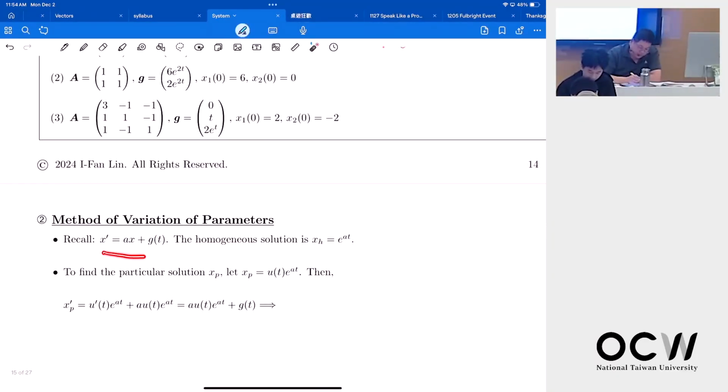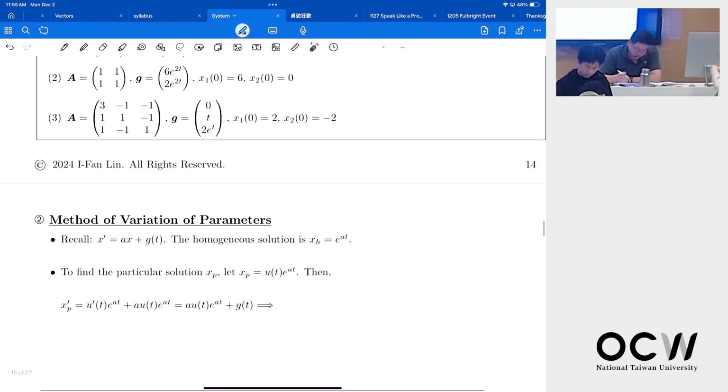Remember that for this non-homogeneous equation, the homogeneous solution, suppose it is e to the at. Then to find the particular solution, we let the particular solution be the homogeneous solution times another function u of t. In that case, bring this back to the original non-homogeneous equation. We have xp prime. If I take the derivative, then using the chain rule, we have two terms. For these two terms, this should be equal to the right hand side.